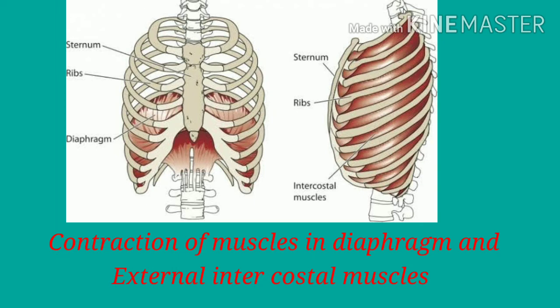So what are the muscles helpful to inspiration? The muscles of the diaphragm and the external intercostal muscles. So contraction of the diaphragm and external intercostal muscles helps to increase the thoracic cavity volume. At the same time, intrapulmonary volume is increased. That is helpful for entering of atmospheric air into the lungs.